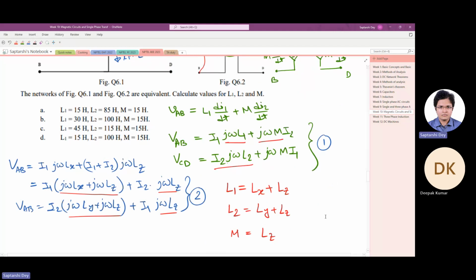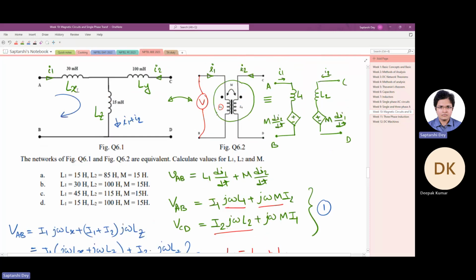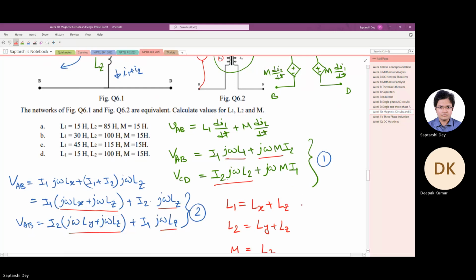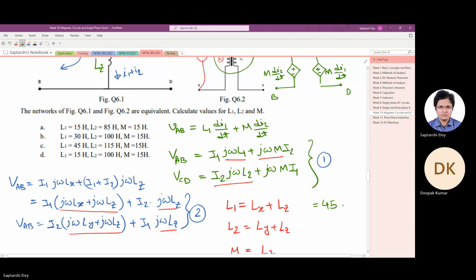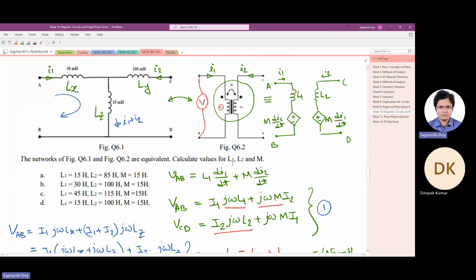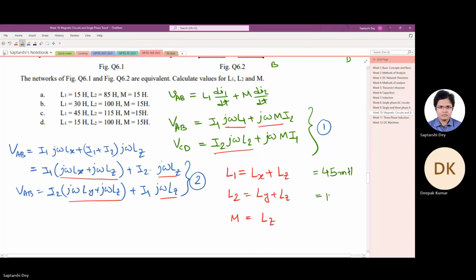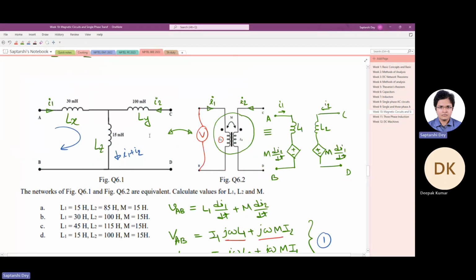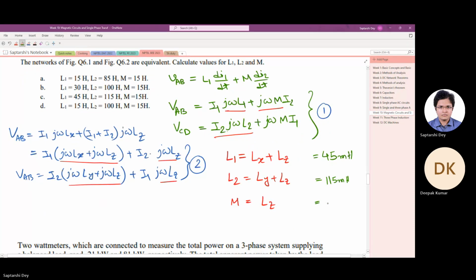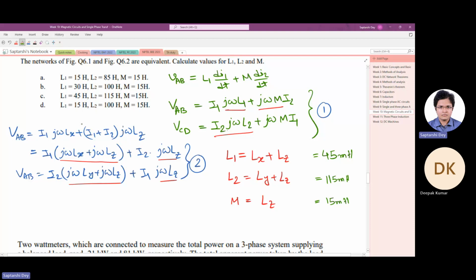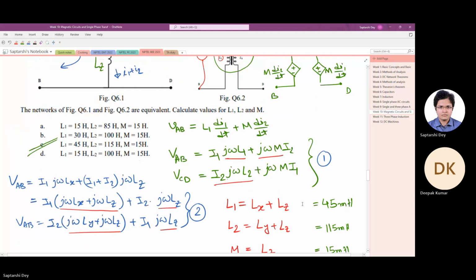Okay, so now we have been asked to find out L1, so L1 is Lx plus Lz, which is 45 millihenry in this case. I will write a bit far away, I don't want to ruin this. 45 millihenry. L2 is Ly plus Lz, which is 115 millihenry, and M is the same as Lz, which is 15 millihenry. So this one is correct. Any doubt? Okay, go to the next question.